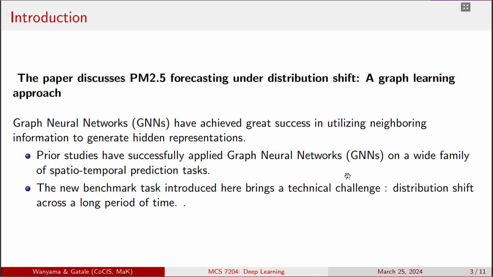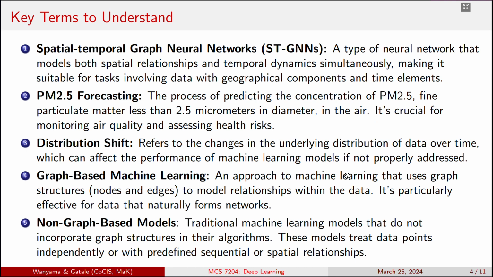This study uses graph neural networks to forecast PM2.5, but they also introduce a technical challenge of distribution shift. So distribution shift is just the changes in the distribution of data over a long period of time. So these are the keywords, but I've already explained most of them. But I reiterate that distribution shift refers to the changes in the underlying distribution of data over time. And these changes actually affect the performance of the models that we develop.